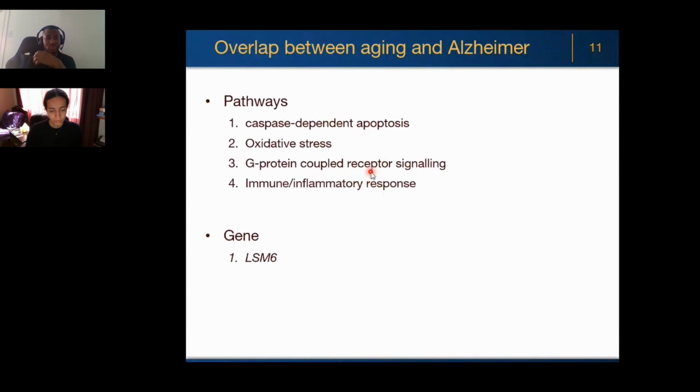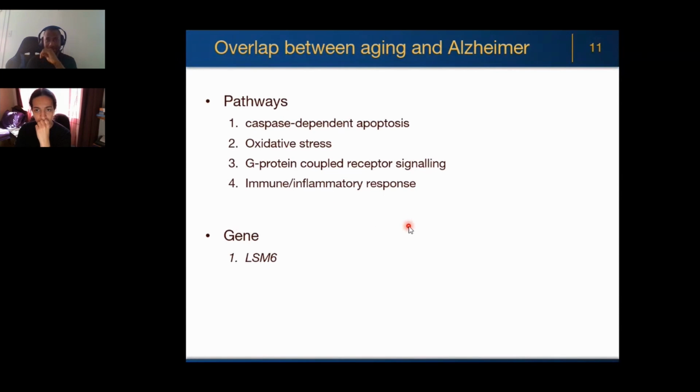Another thing that we did was to compare. We carried out a functional analysis where we looked at the pathways in which those genes that we identified for LV aging and Alzheimer's disease are involved, and we found 4 pathways to have overlapped between LV aging and Alzheimer's disease. Those were the pathway for apoptosis, which is programmed cell death, oxidative stress, G protein coupled receptor signaling, and immune or inflammatory response.